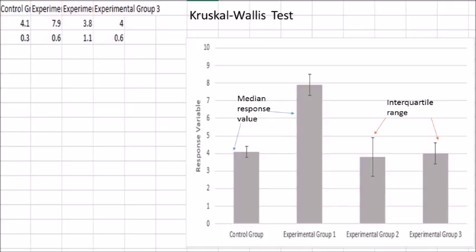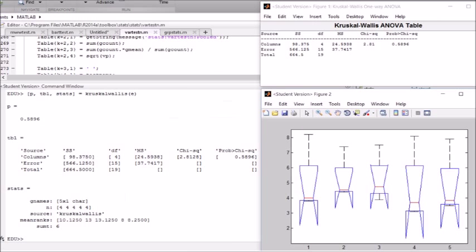The Kruskal-Wallis test is the non-parametric counterpart of the ANOVA. It tests for differences in median response value between two or more experimental groups. The plot shown here is representative of the Kruskal-Wallis test. Because the test does not compare means, the bars represent median response values and the error bars represent interquartile ranges. The code kruskalwallis returns a p-value, ANOVA table, Kruskal-Wallis statistics, and box plots of the data.